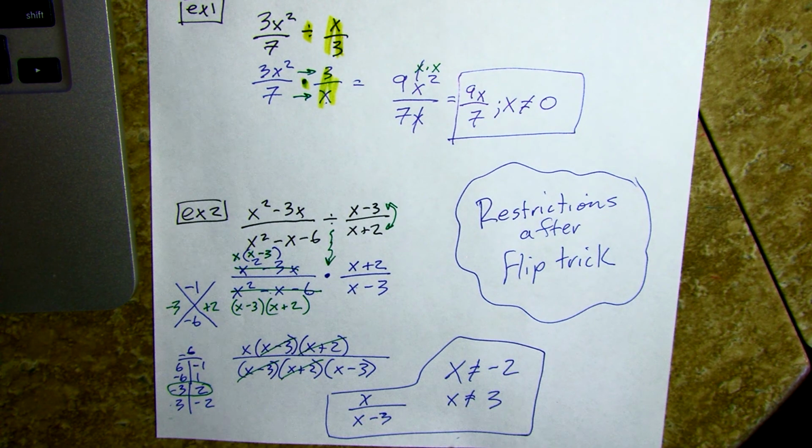So any questions? I feel like it's like a repeat of last lesson. The only difference is you flip, you do the reciprocal of the second fraction and then find restrictions. That's the only difference really, guys.